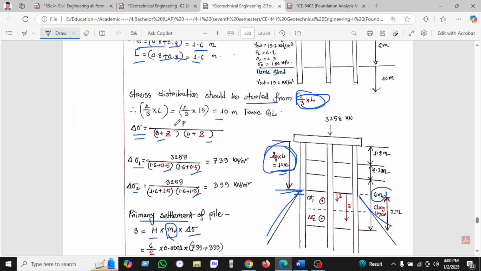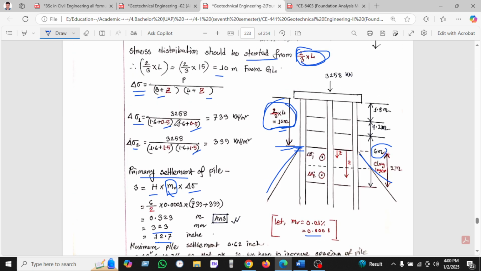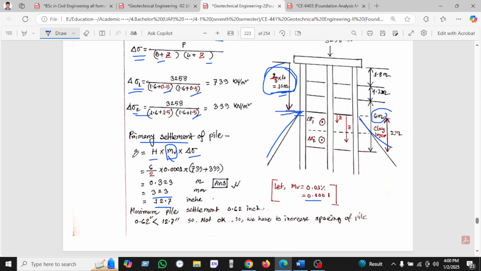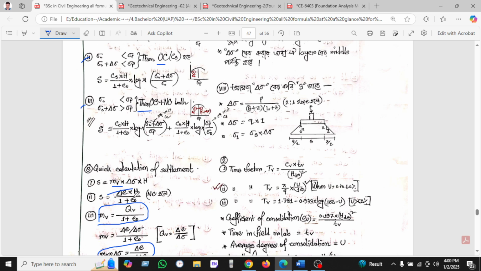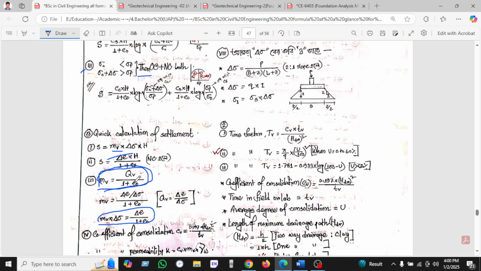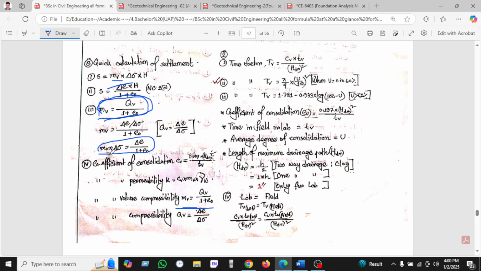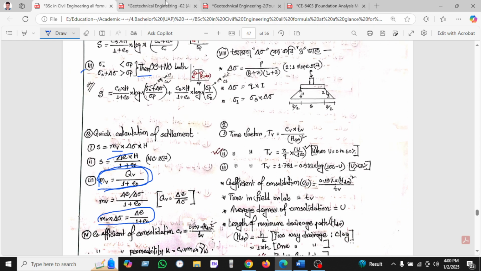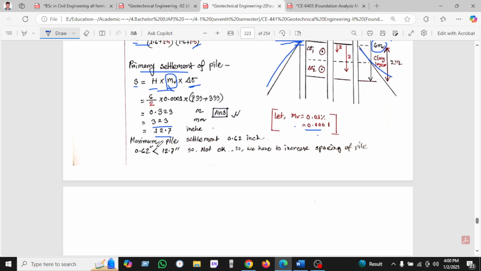So Z we have already calculated here, and sigma 1 and sigma 2 are found, and S equals Cc into Mv into delta sigma. M we have taken as 0.01 percent, which is 0.0001, but we can calculate M from this portion: Mv equals delta e divided by 1 plus e naught, or delta sigma, or another formula. We can use this formula to get the value, and found 12.7 inch or 323 millimeter.